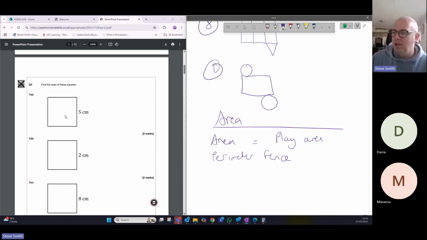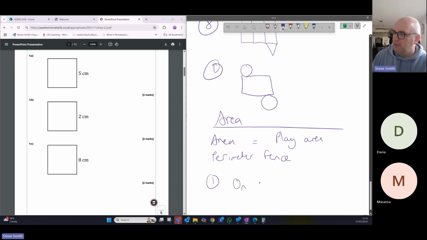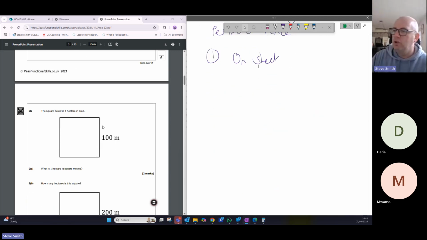And if we look at those there, they're all squares. So we've got 8 times 8, 2 times 2, 5 times 5. Definitely a level 1 standard question. So we're going to put 1 on the sheet for people. If they want to work them out, absolutely do so. Well, I'm looking for compound shapes.